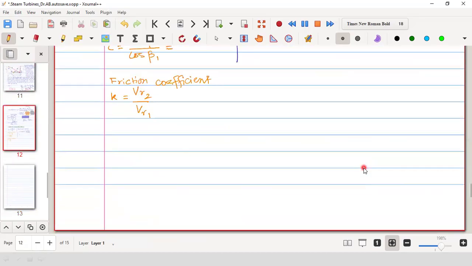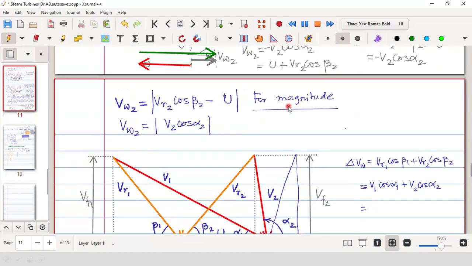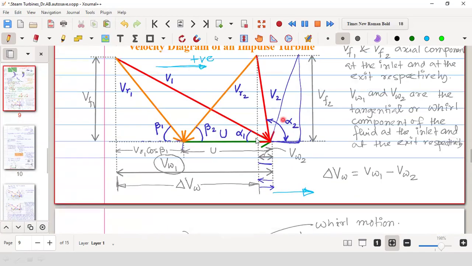That VR1 cos beta 1 means what? Basically, VR1 cos beta 1 means basically the component of the relative velocity along the tangential direction. So you see that VR1 cos beta 1 plus U is equal to V1 cos alpha 1. That means out of the total tangential component of the velocity, part of that was due to the relative velocity and part of that was of the blade velocity.